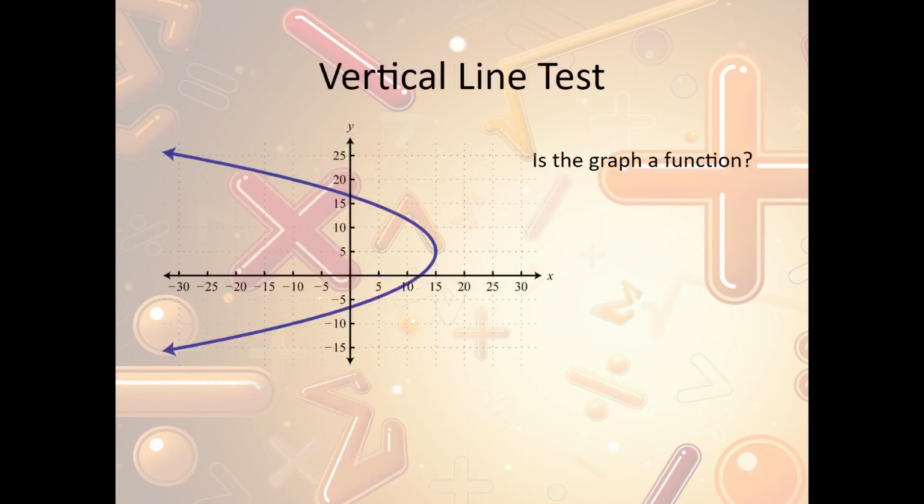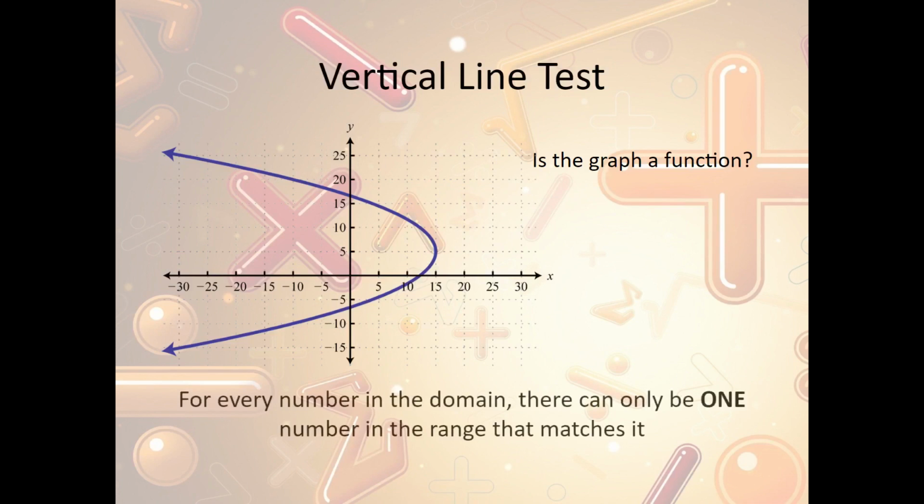How can we tell if something's a function by a graph? Well, we use what we call the vertical line test. So again, for every x, there can be only one y. So if I pick an x like 5 here, I can see that when x is 5, y can be this number here, whatever that is, maybe 14 or so. And y can be here, which is -4. So in this case, this would not be a function because there's two numbers.